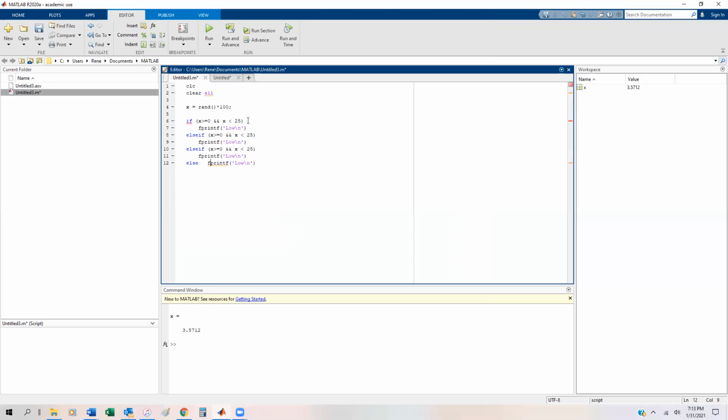All right. So now let's fix the conditions. So if x is greater than or equal to 25 and x is less than or equal to 50, we're going to say somewhat. And if x is greater than or equal to 50 and x is less than or equal to 75, then we're going to print out the word likely. And then finally, if none of those conditions fit, then we're going to print out high. Right? And we're going to end this.